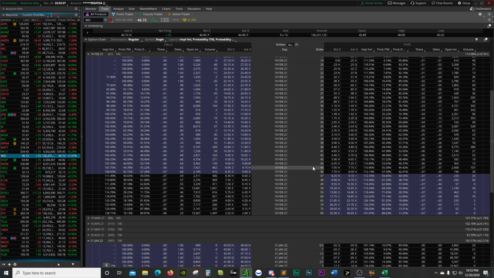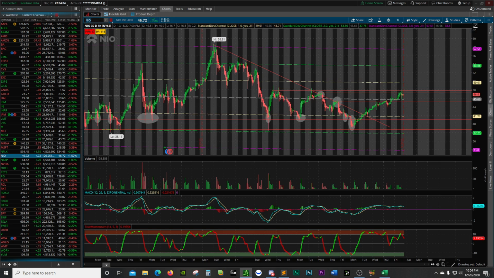Neo and XPEV are relatively the same exact thing. Chinese EV companies. XPEV moves in price a lot more than Neo, but Neo has a lot more liquidity, I should say, which kind of translates into implied volatility. But you want more liquid things, I think. So let me just check one more thing.